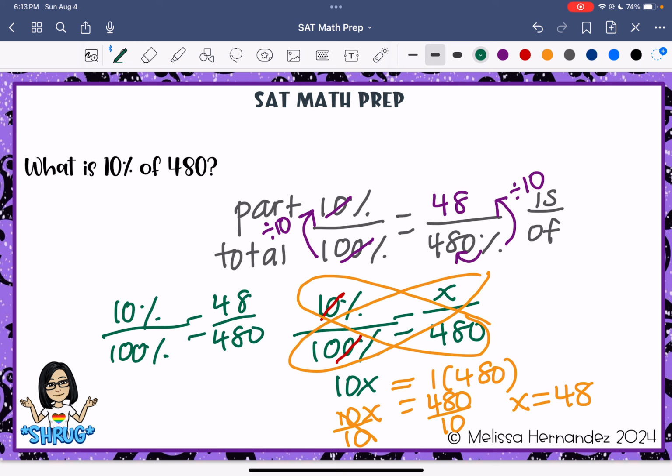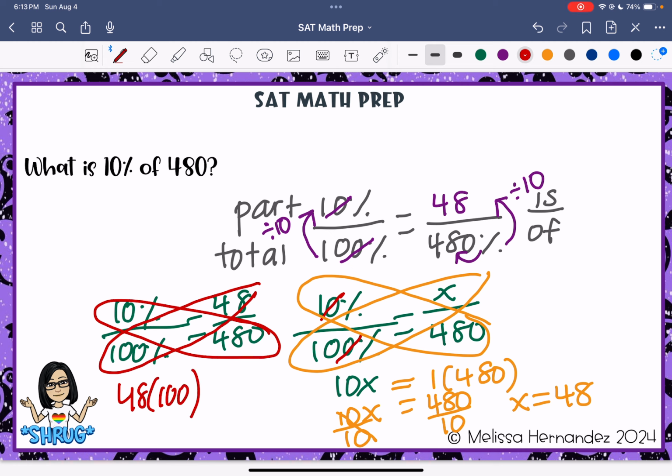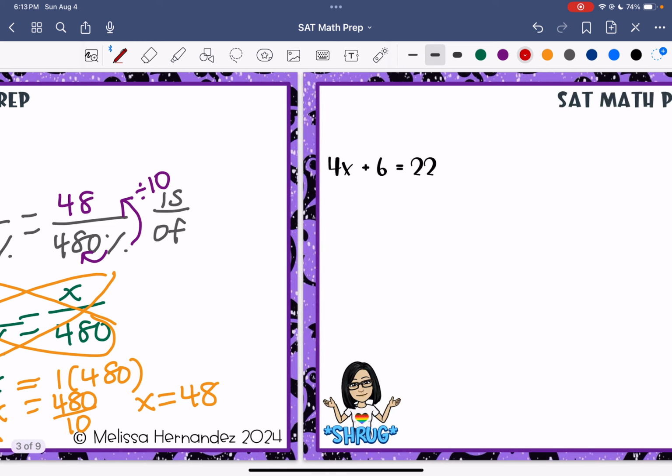Okay, now, if we did it right and we solved it correctly, they would equal each other. 48 times 100 equals 480 times 10, which this would be 4,800, and then this would be 4,800, so it works. So if it's a multiple choice, you could go backwards if you had to. Okay, so here's the next one.